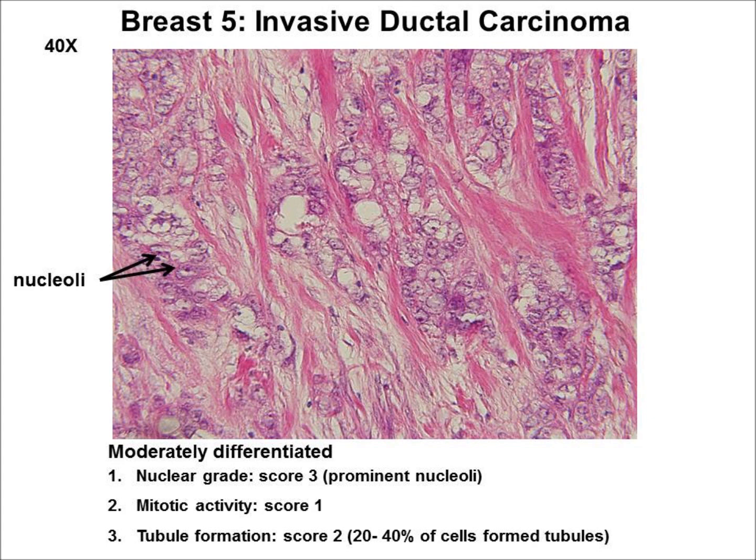Secondly, mitotic activity. Here it receives a low score of 1. Now, to get this score, you must count the number of mitotic figures over 40 high-power fields. So for this, you just have to take my word for it. And 3, tubule formation. Here it receives a middle score of 2, in which 20 to 40% of the cells have formed tubules. In this particular view, I don't see any tubule formation whatsoever, but in other regions there is some. So when you add all 3 scores together, you get a total of 6, and that indicates a moderately differentiated invasive ductal carcinoma.